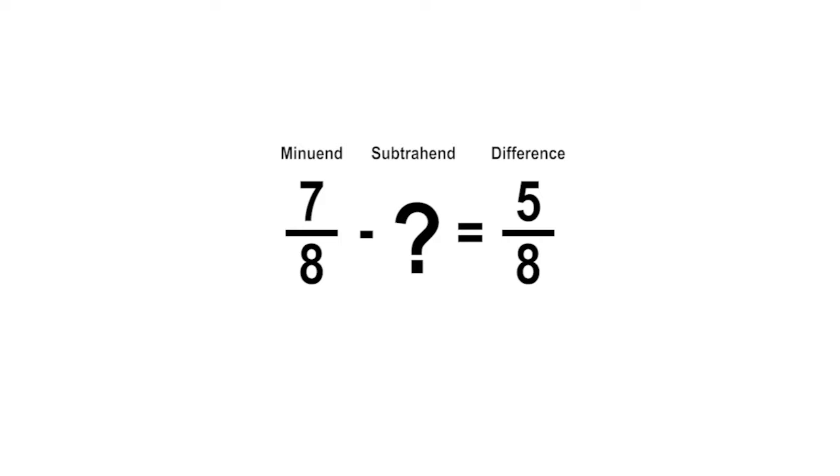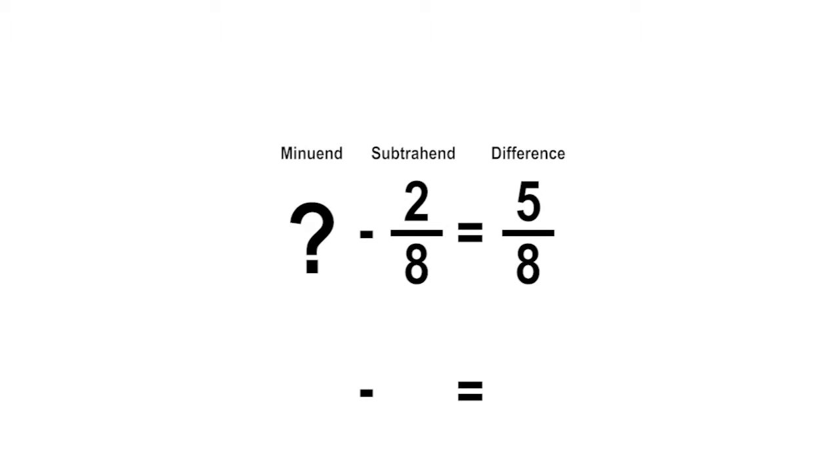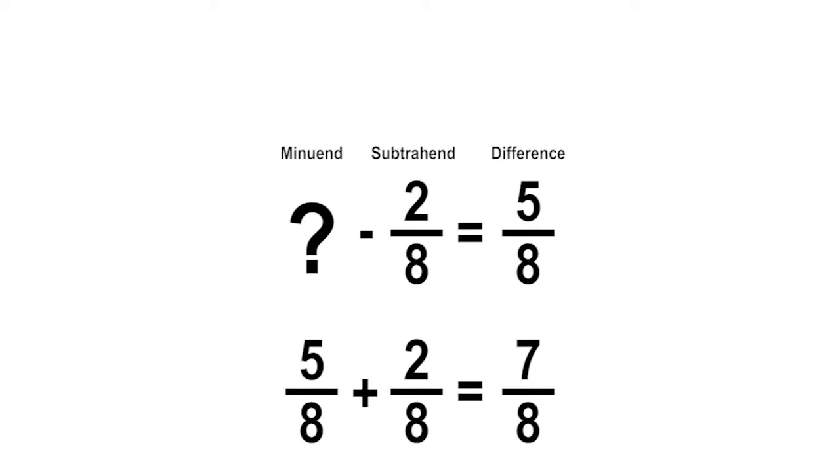In previous lessons, students also learned that the subtrahend can be found by taking the difference away from the minuend, and the minuend can be found by adding the difference to the subtrahend. This lesson is intended to move away from the use of manipulatives, but students may still need them. Let's begin with our first problem.